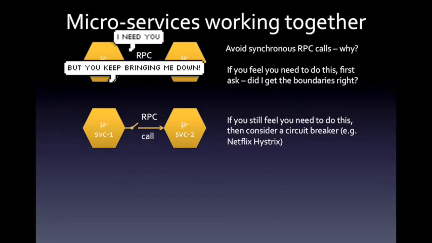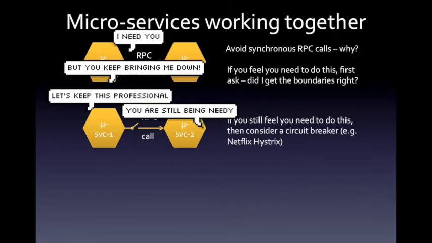If this is unavoidable, then you may want to look at the circuit breaker. If you figured out that the boundaries are correct, but this is unavoidable, if you still need to do this, then you really should consider a circuit breaker. Just go ahead and Google the circuit breaker pattern, and you can find implementations of that. Study the Netflix Hystrix open source project. It's just like a circuit breaker at home, in your electrical wiring. So this kind of coupling is, let's keep this professional, says service 1, but you're still being kind of needy, says service 2.